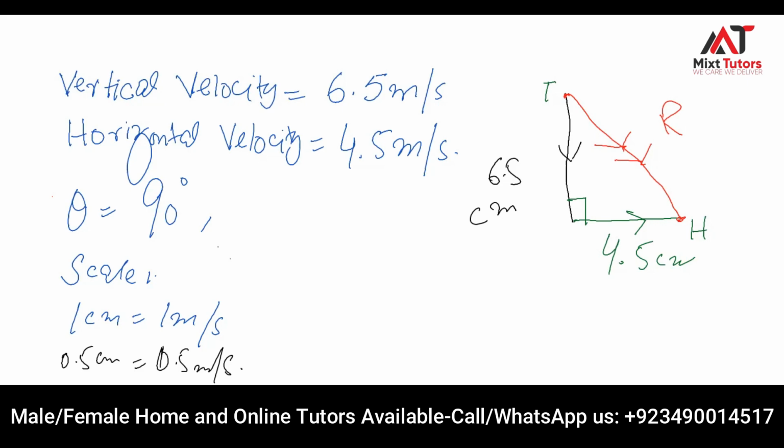Could you please do it by the graphical method as well? Do you have a geometry box with you? Yes, sir. Please do it using the graphical method as well. Sir, could you tell me how to do it? First make a straight perpendicular line of 6.5 centimeter length, then a base of 4.5 centimeter length. The 6.5 has an arrow vertically downward, the 4.5 is horizontal, and we have to connect the tail of the first vector to the head of the second vector, and then find the length of the diagonal, the hypotenuse.